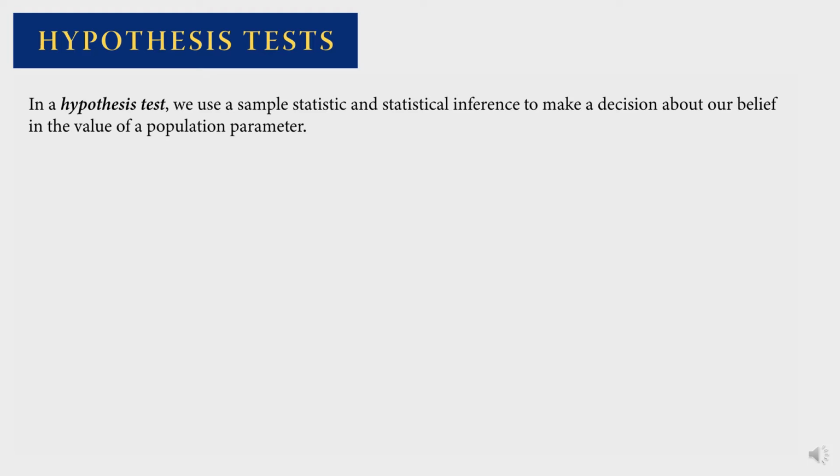Now that we've learned some distributions, we can use them for statistical inference. We use statistics from a sample to infer things about parameters from a population. In a hypothesis test, we specify a hypothesis about some parameter. Then we gather data, compute a statistic, and use it to determine whether our hypothesis was correct.